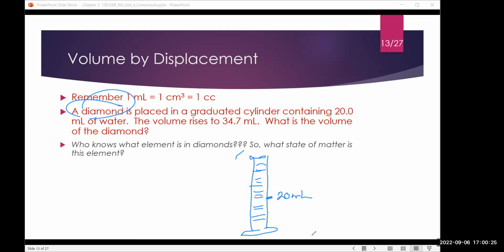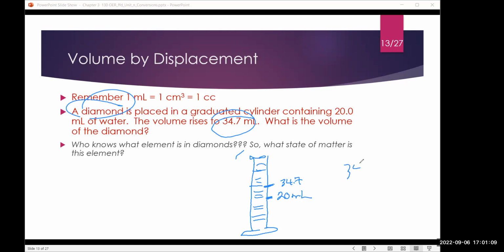And so in this case, you start off with a liquid at 20 milliliters, 20.0, throw the diamond in there, and the volume goes up to 34.7. Now, the diamond does not have a volume of 34.7. Okay, it does not have a volume of 34.7. The 34.7 measurement is the final volume after you threw in the material. So the volume of the material is that difference from where you ended minus where you started.